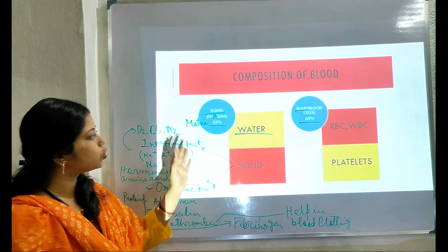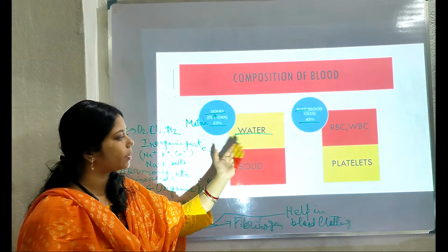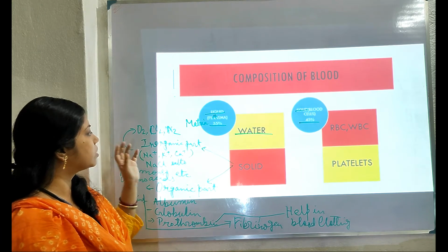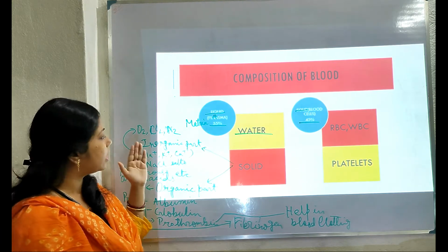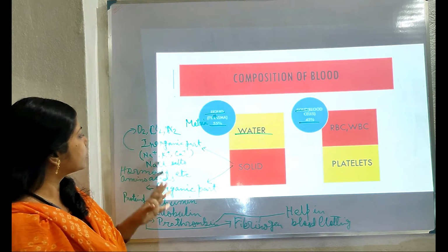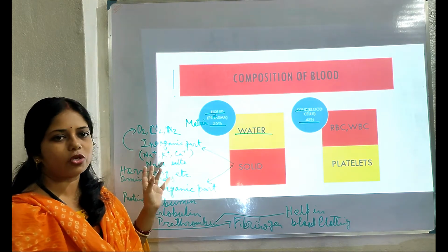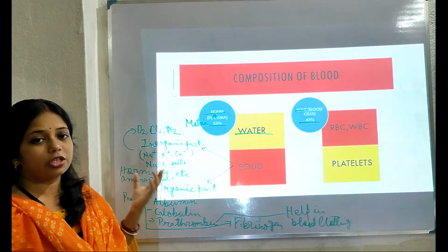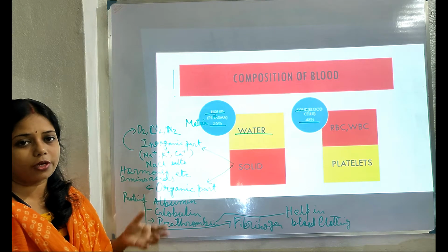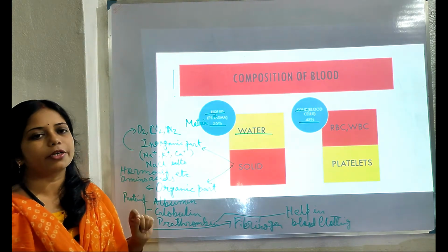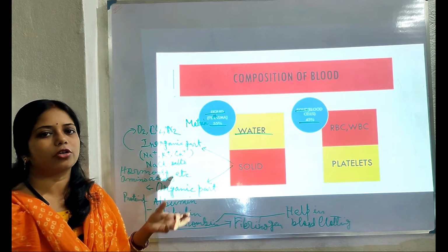So again I am telling that the blood plasma is the liquid part of the blood that includes 55% of the blood. It consists of 2 parts, the water part and the solid part. The solid part again is of 2 types: the inorganic substances and the organic substances. The inorganic substances contain different types of ions like sodium, potassium, calcium, and different types of salts like sodium chloride salts.